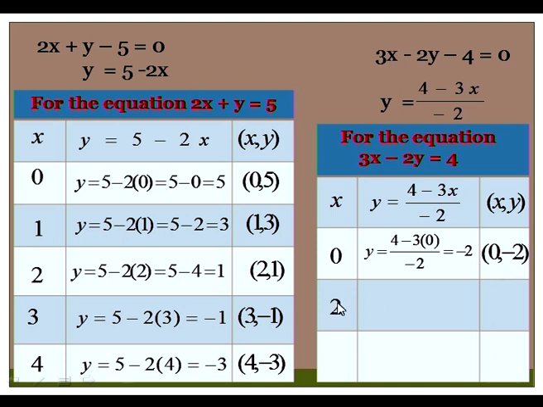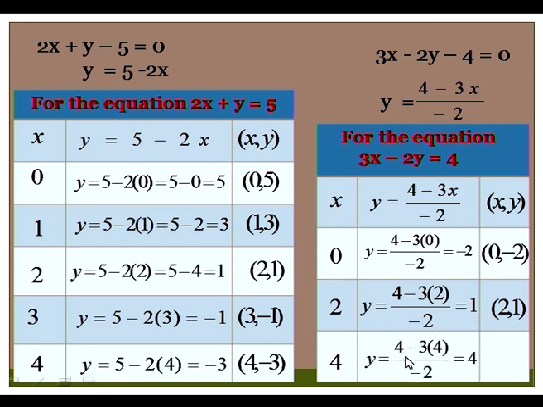If I take x value as 2, then my y value would be 4 minus 3 times 2 by minus 2. So, 3 times 2 gives me 6. 4 minus 6 by minus 2 is minus 2 by minus 2, which is 1. So, my ordered pair is 2, 1. And if I take 4, my y value would be 4 minus 3 times 4 by minus 2, which is equal to 4, and my ordered pair is 4, 4. If you have observed, children, we are taking multiples of 2, so that we can easily cancel with 2 and find the ordered pair. Now, we have our x, y values for the respective lines.